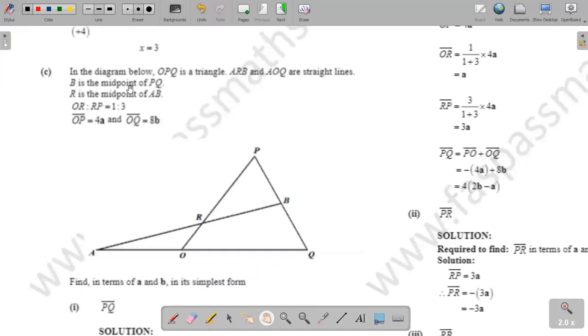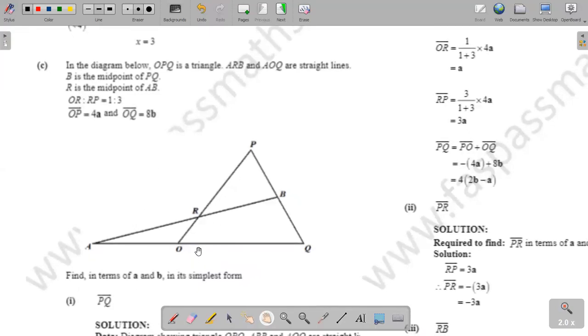So they say B is the midpoint of PQ. That means PQ, where's PQ? Look for P. PQ is a vector. So that means the direction of this vector is going this way. Everybody agree? That's the way PQ is going because they tell us B is the midpoint of PQ. So you're putting your arrow. So that's the direction of the vector PQ.